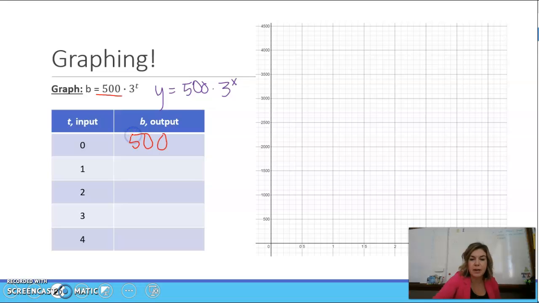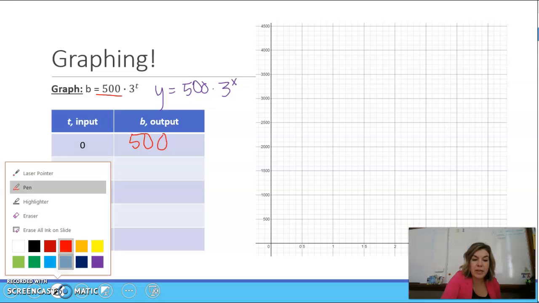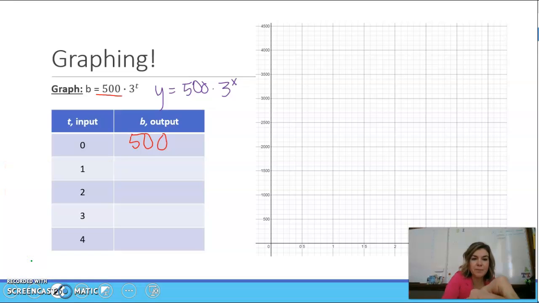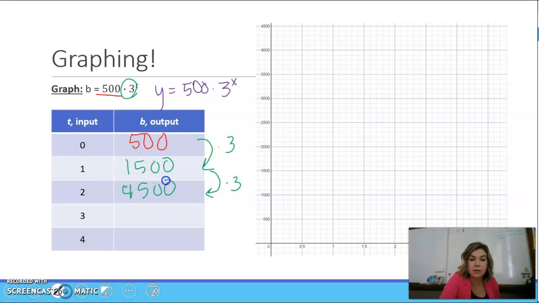That's going to be where I'm starting my graph. So I'm starting at 500. And then the 3, I'll use green here. 3 is telling me that from output to output, I'm multiplying everything by 3. So this will be 500 times 3. That gives me 1,500. Again, times 3. That gives me 4,500. Again, times 3, that's going to give me 13,500. So this is getting very large very quick.